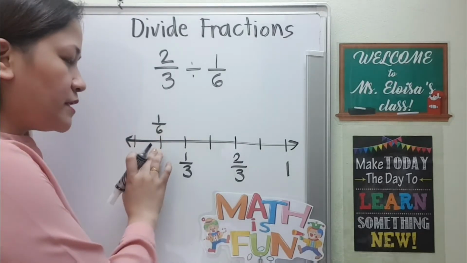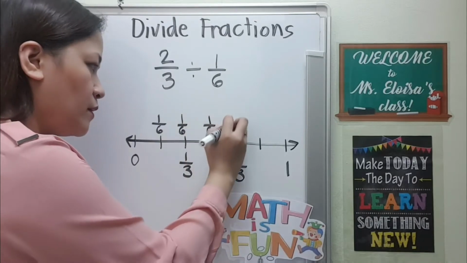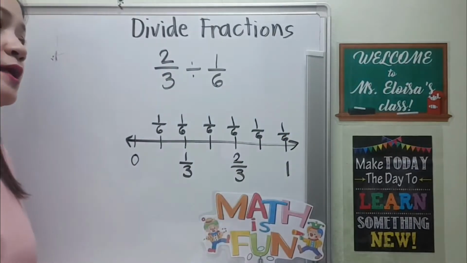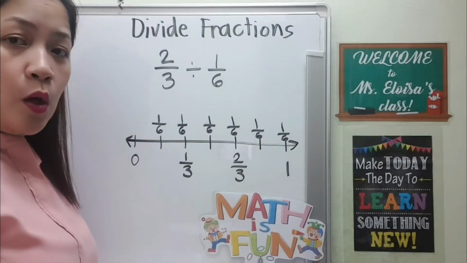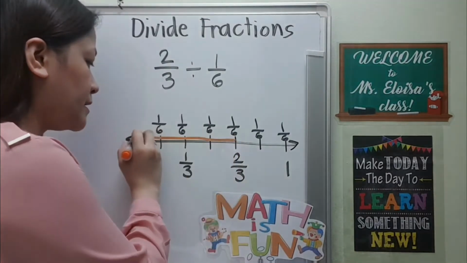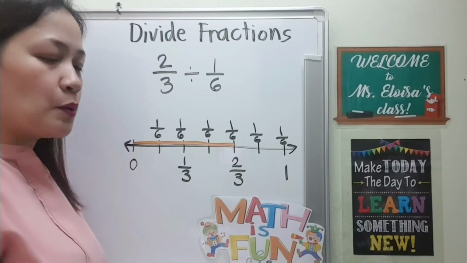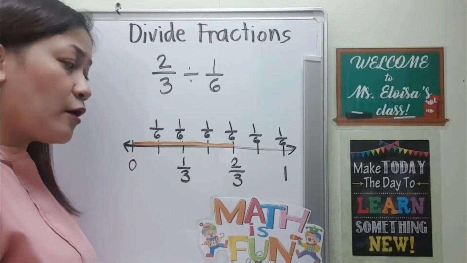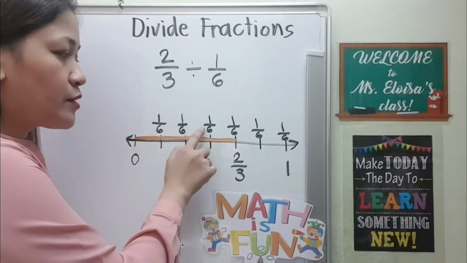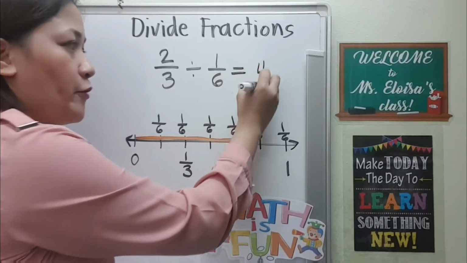So if this one here is 1/6, that means this is 1/6 also. 1/6, 1/6, 1/6. Now, the board is 2/3 yard long. So that means from 0 until there, until 2/3. So by using this number line, we can know how many 1/6 yard pieces there are in a 2/3 yard long board. So let's count. 1, 2, 3, 4. That means 2/3 divided by 1/6 is 4.